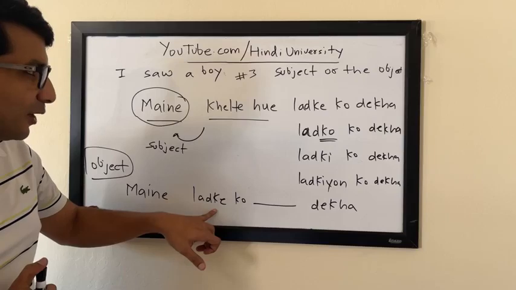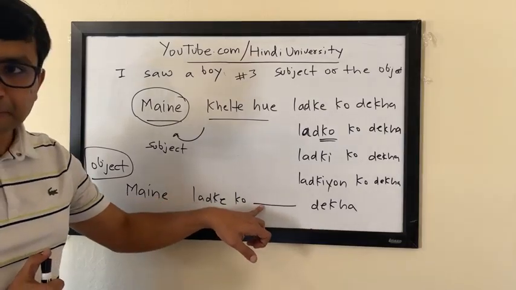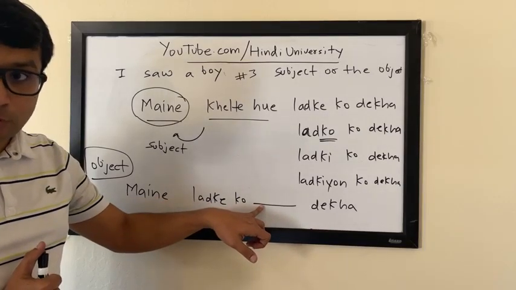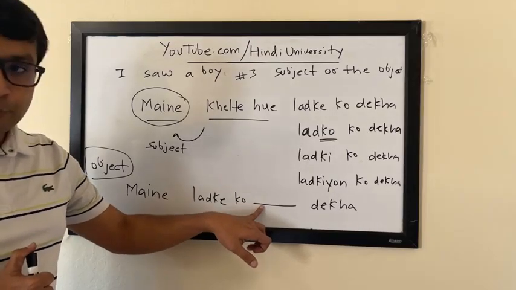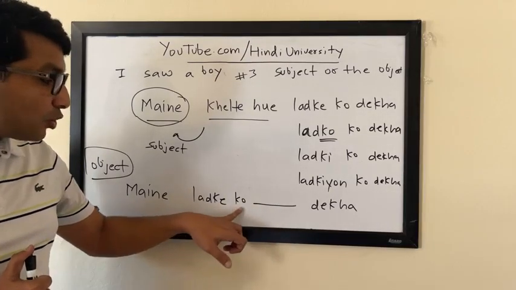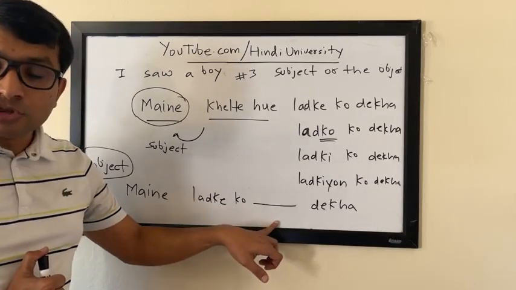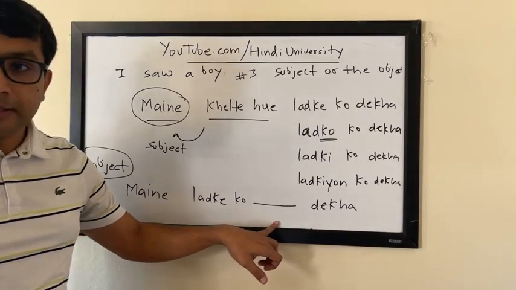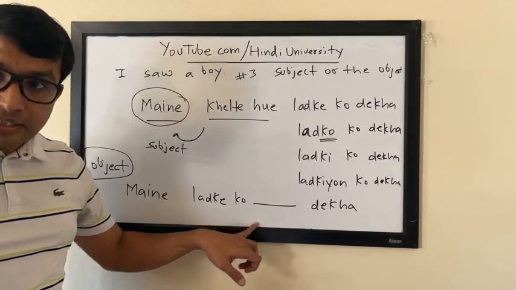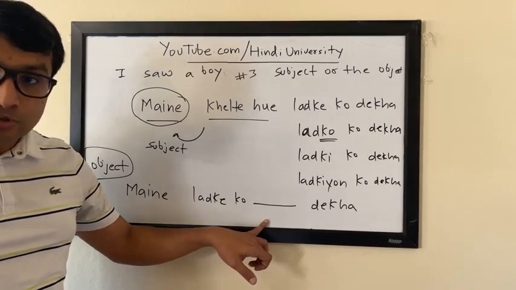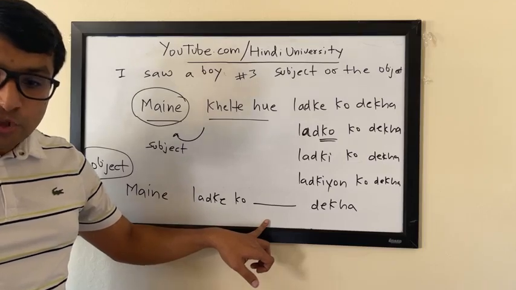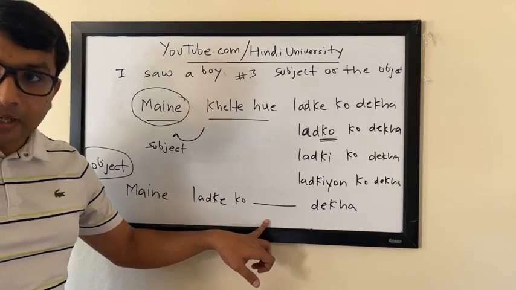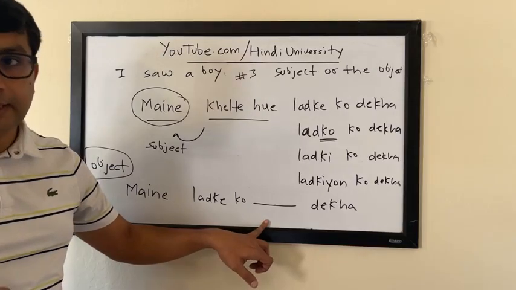मैंने लड़के को खेलते हुए देखा. I saw the boy while he was playing. Okay? मैंने लड़कों को खेलते हुए देखा. I saw the boys while they were playing. मैंने लड़की को खेलते हुए देखा. I saw the girl while she was playing. मैंने लड़कियों को खेलते हुए देखा. I saw the girls while they were playing.